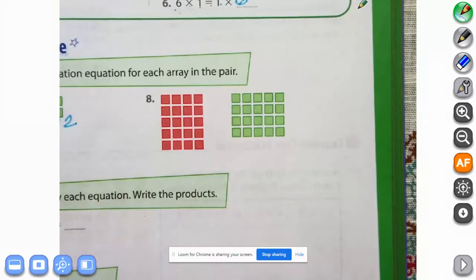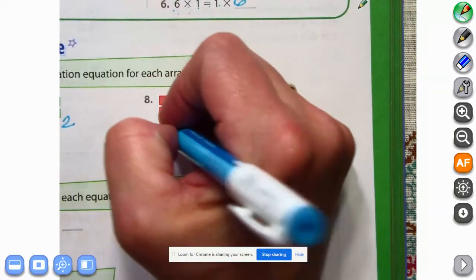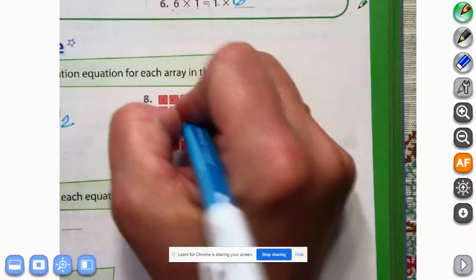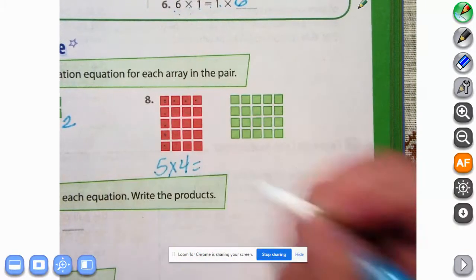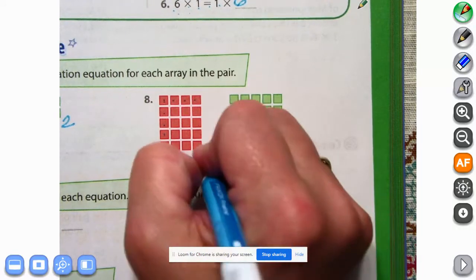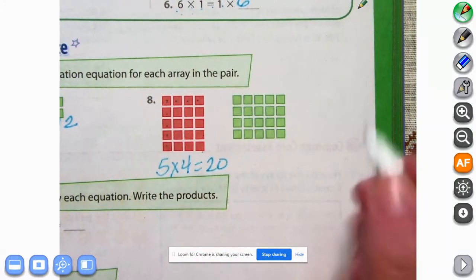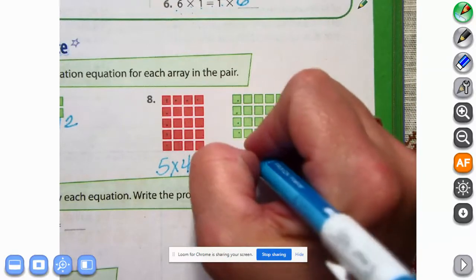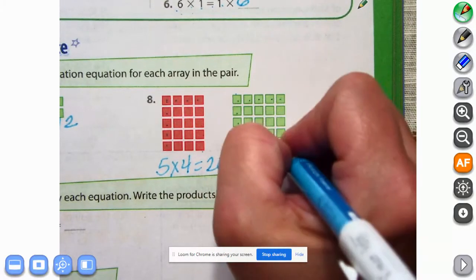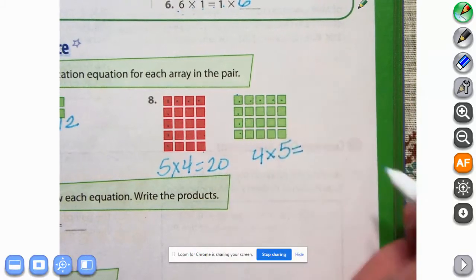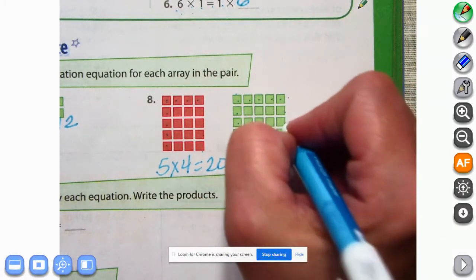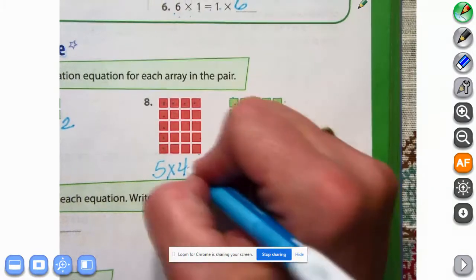Number 8. 5 groups of 4. 4, 8, 12, 16, 20. Okay. 4 groups of 5 is 5, 10, 15, 20. These two are equal.